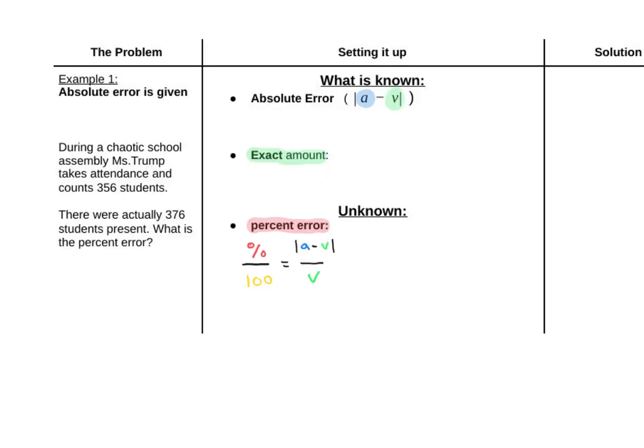In this first example, we have all the information we need to calculate this absolute error, and what we're looking for is our percent error. So during a chaotic school assembly, Ms. Trump is trying to take attendance, and she counts 356 students. There were actually 376 students present, and we want to know what was Ms. Trump's percent error. So let's start with what we know.